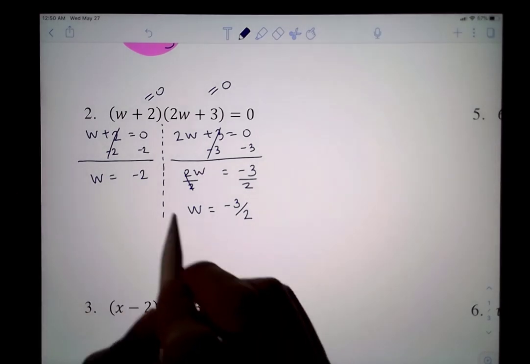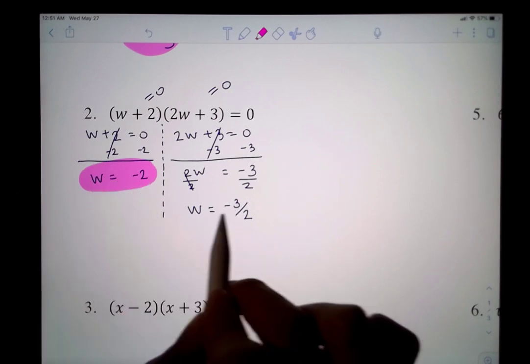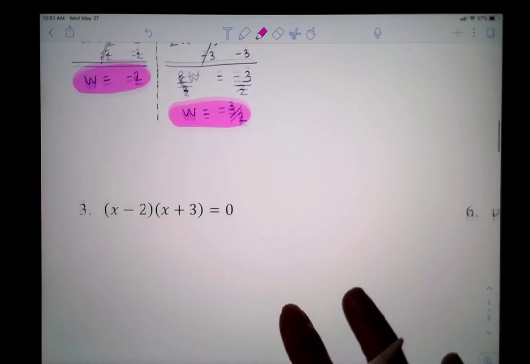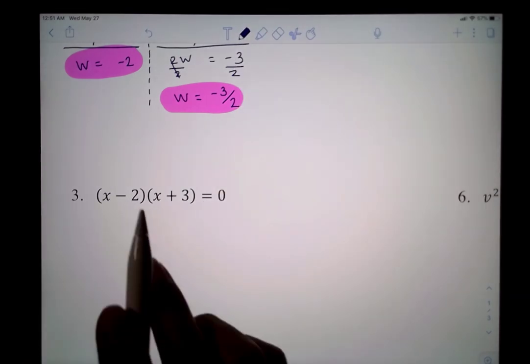Okay, that's it. So your solution will be, so like this is fine. W equals negative 2, W equals negative 3 over 2. Just mark clearly which one is your answer. Okay? And number 3. So when you factor something, right, then you will get this kind of thing.